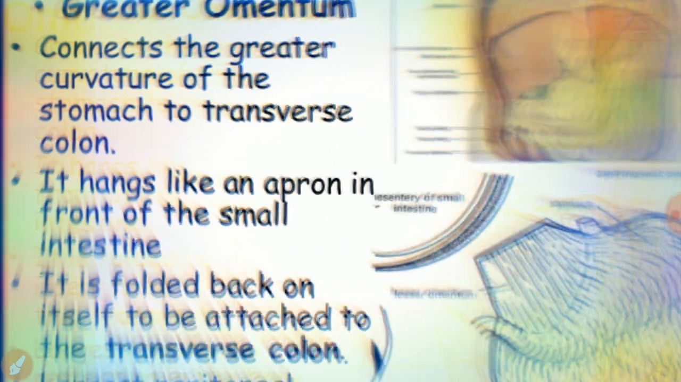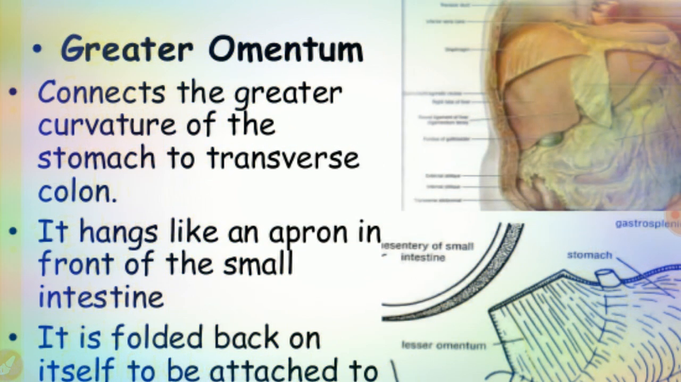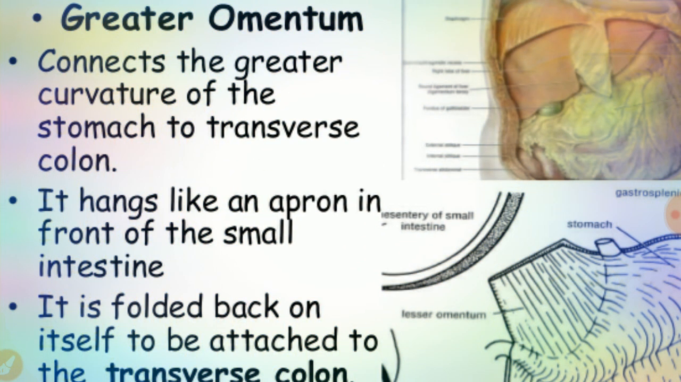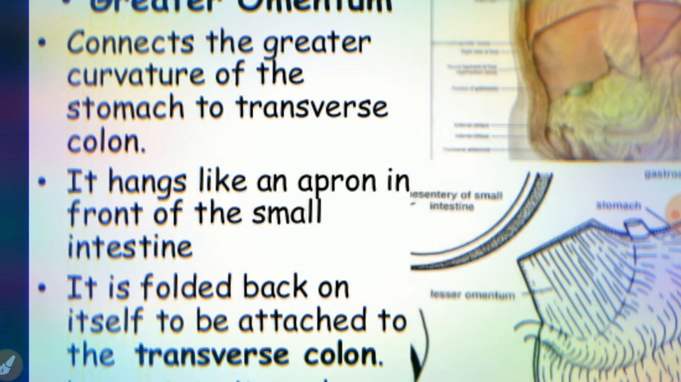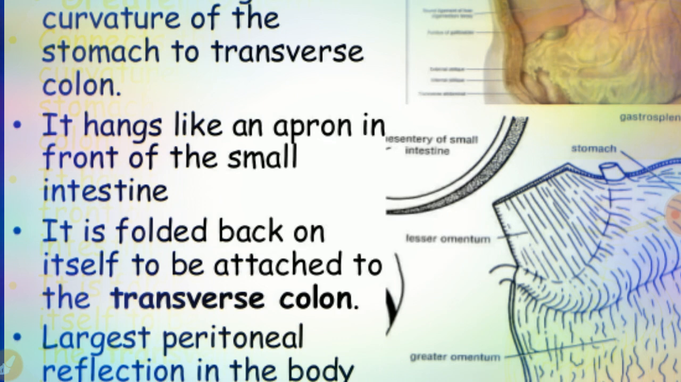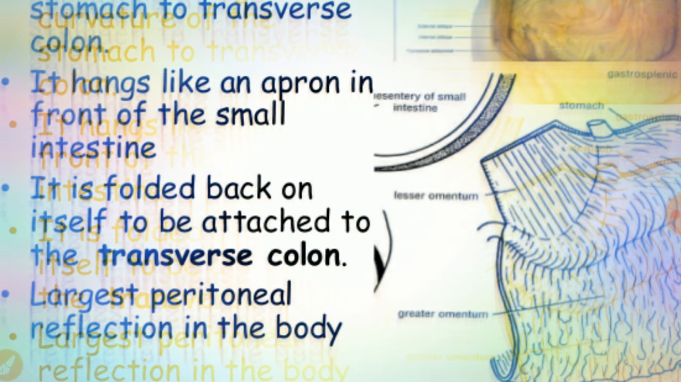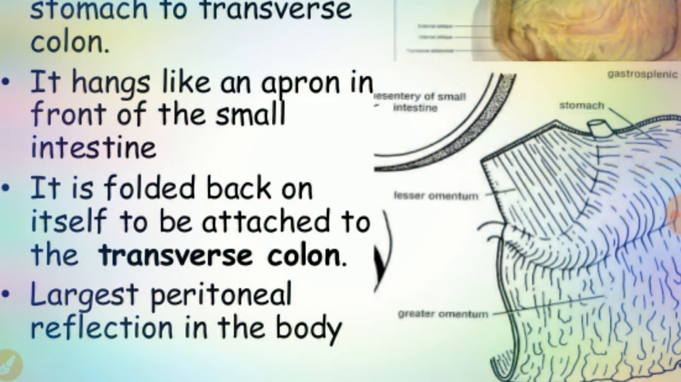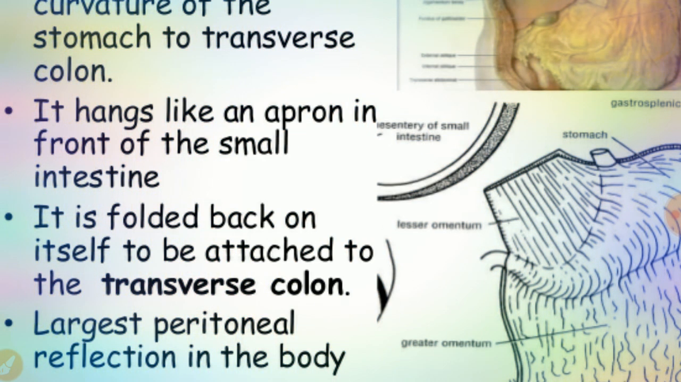Let's discuss one by one. The first one is the greater omentum. The greater omentum connects the greater curvature of the stomach to the transverse colon. Especially, it hangs like an apron in front of the small intestine. We can see it like an apron hanging in front of the small intestine. This greater omentum is folded back on itself, attached to the transverse colon. We call the greater omentum the largest peritoneal reflection in the body.